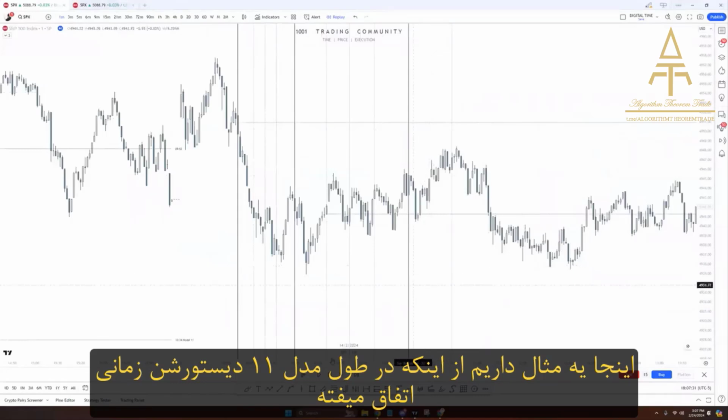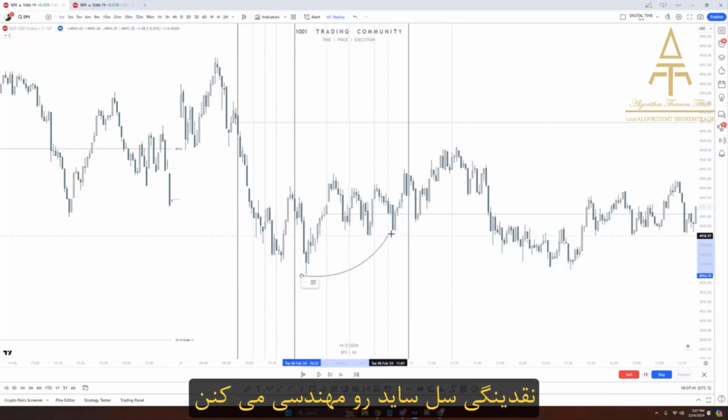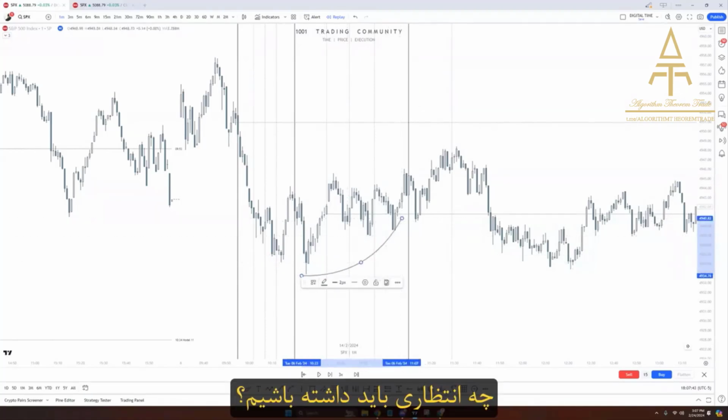So here's an example of time distortion occurring during Model 11. What's happening? They're engineering sell side. So what should you expect?